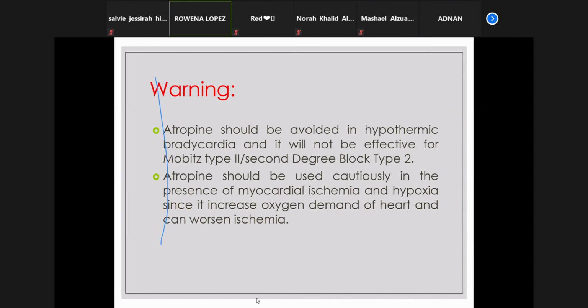So warning: atropine should be avoided in hypothermic bradycardia, and it will not be effective for Mobitz type 2 second-degree block. And atropine should be used cautiously in the presence of myocardial ischemia and hypoxia, since it increases oxygen demand of the heart and can worsen ischemia.